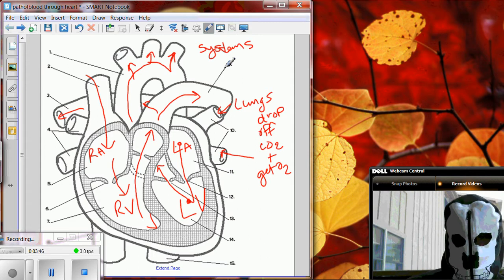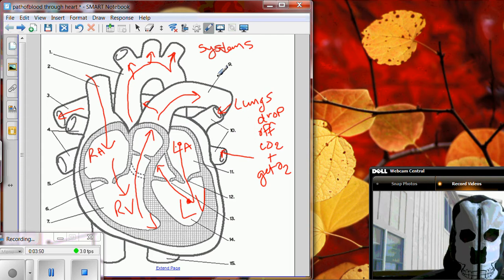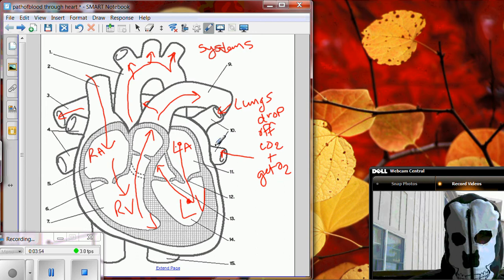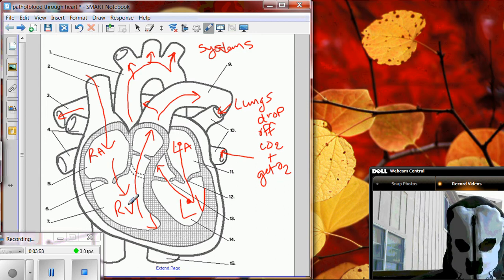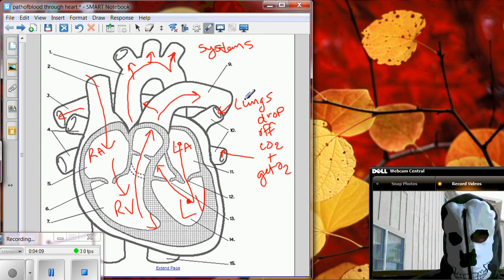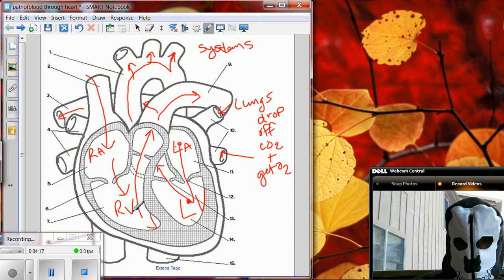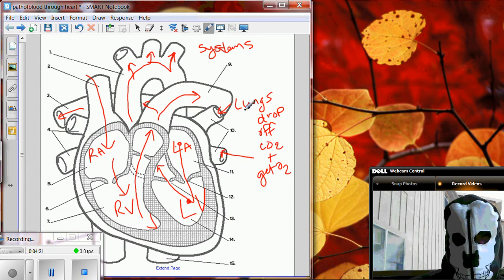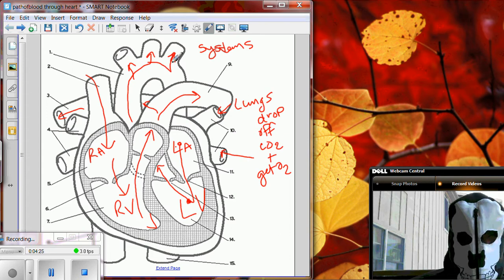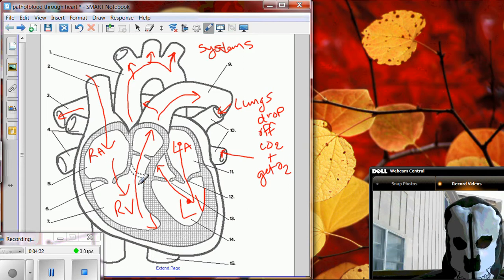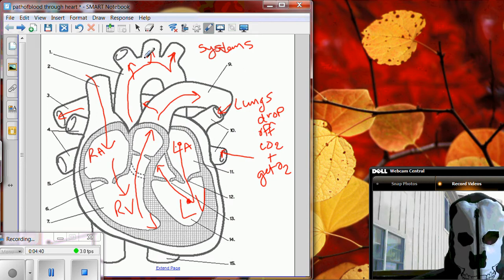So if we had to write it in order, and you need to be able to start anywhere you go, it's right atria, right ventricle, lungs, left atria, left ventricle, body. We'll do that again. Right atria, right ventricle, out to the lungs, in from the lungs to the left atria, left ventricle, then out to the body, goes to the systems, it returns, everything pulls back into the right atria, right ventricle, out to the lungs to get oxygen, drop off CO2, back from the lungs to the left atria, left ventricle, and then out to the body.